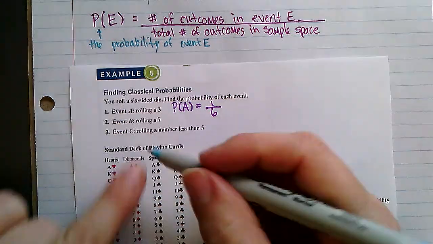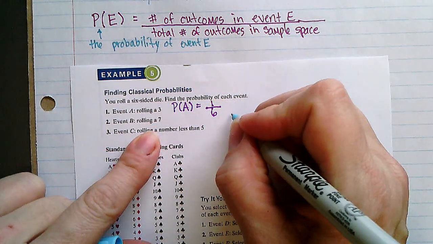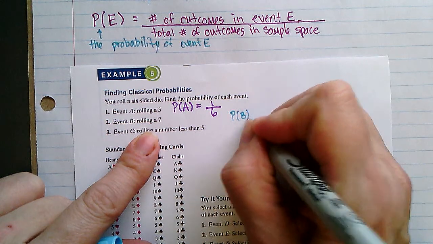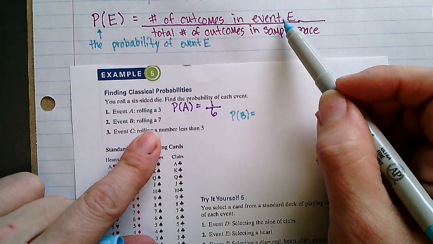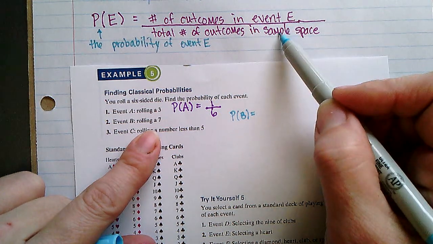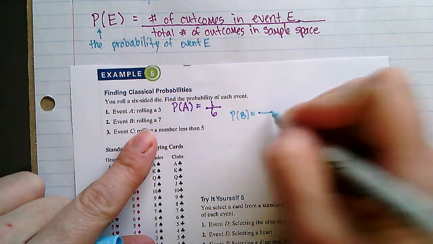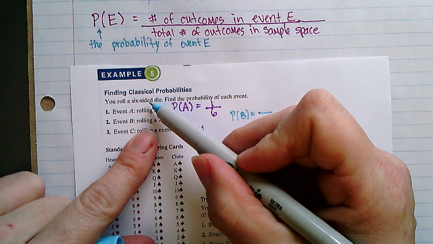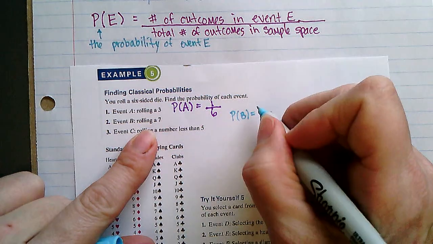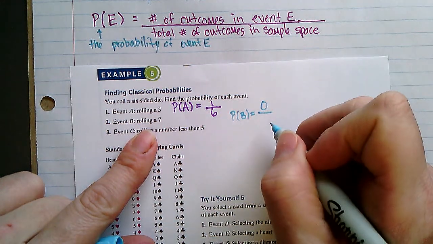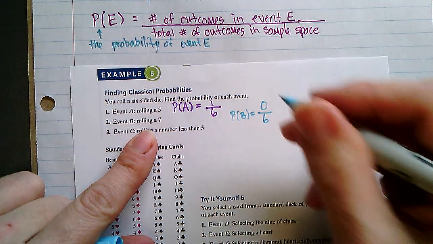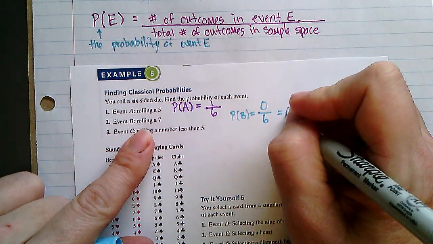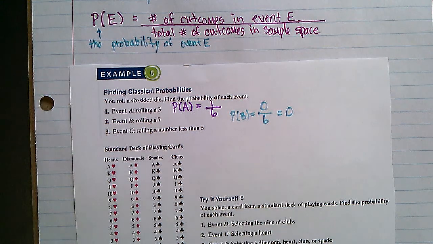Event B is rolling a 7. So the probability of event B would be the number of outcomes in which we roll a 7 divided by the total number of outcomes in the sample space. So our sample space was 1, 2, 3, 4, 5, and 6. So there are 0 7s in there divided by 6 in our sample space. So the probability of event B is 0.